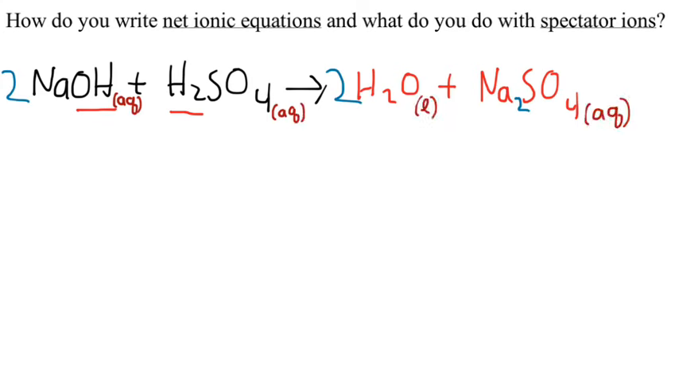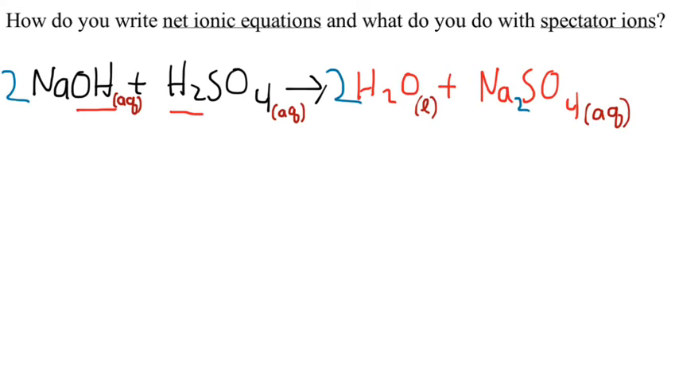So aqueous for the ones that separate into ions, liquid for water. So this is soluble, so it's a strong electrolyte. This is a strong acid, so it's a strong electrolyte. This is a strong base, so it's a strong electrolyte. So those are separated completely into ions. How you indicate that is by saying aq, which means they're dissolved.